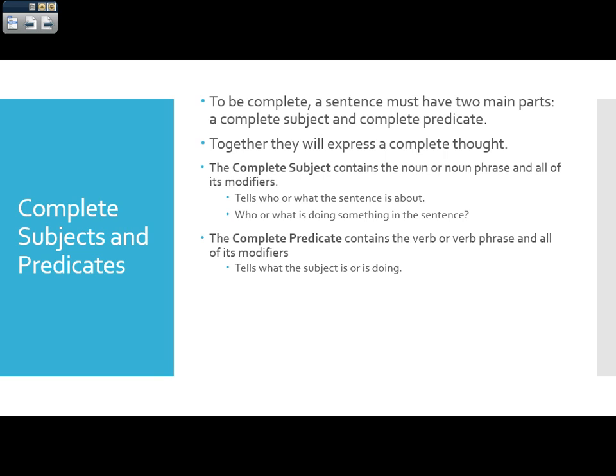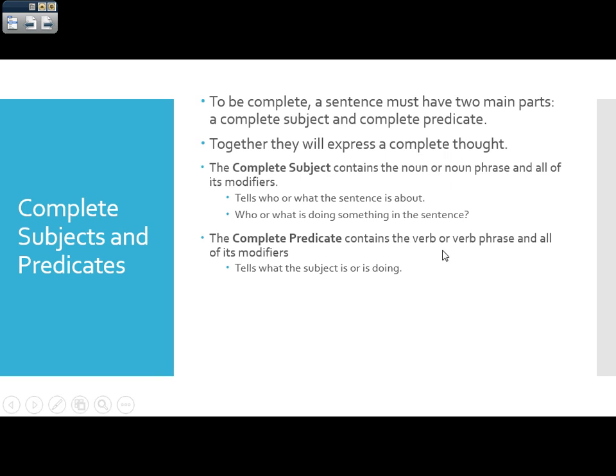The first thing you need to know is what a complete subject and a complete predicate is. To be a complete sentence, a sentence must have two main parts, the complete subject and the complete predicate. Together, those two parts should express a complete thought in order to make a complete sentence. The complete subject of a sentence is going to contain the noun or noun phrase and all of its modifiers. So it's the part of the sentence that's going to tell who or what the sentence is about or who or what is doing something in the sentence.